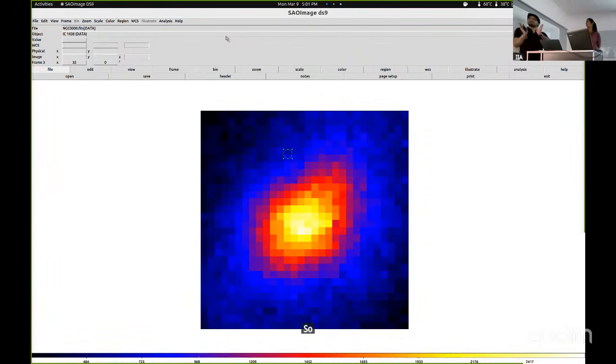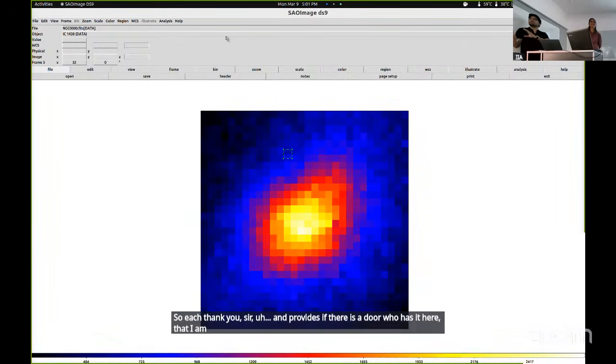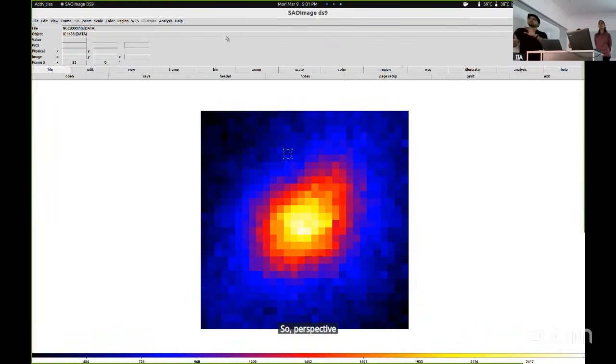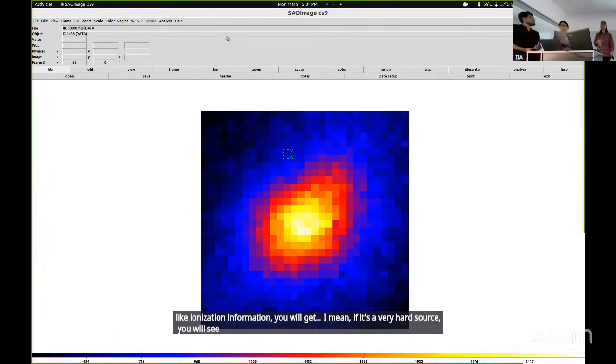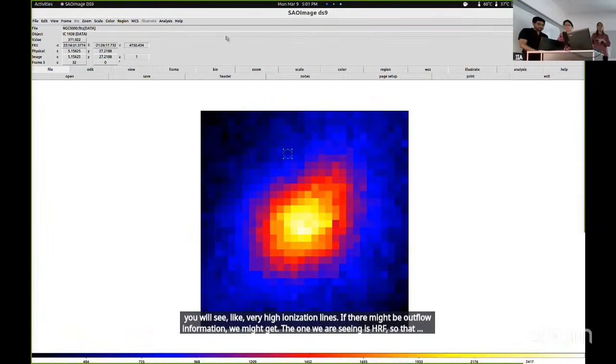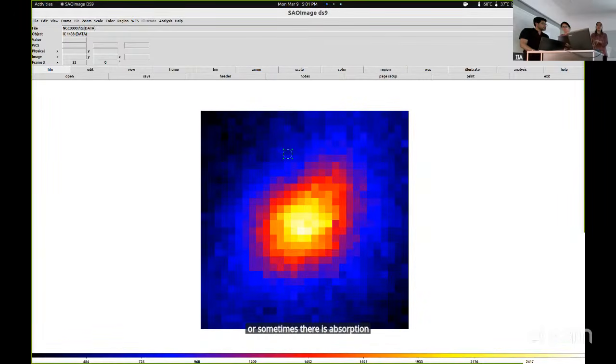Each line gives a different piece of information. H alpha is for star formation, and if there is a dome present, the other lines will give you information. If there is an outflow or other highly ionized indicators, then you have to check O III. So the spectrum gives very useful information depending on what you want to see. You get ionization information: if it's a very hard source, you will see very high ionization lines, and we might get outflow information. The one we are seeing is H alpha, which gives us a star formation indication. So each emission line, or sometimes an absorption line, gives particular information about that object.